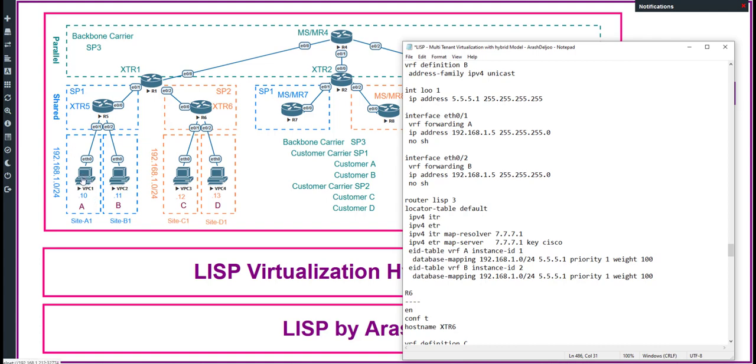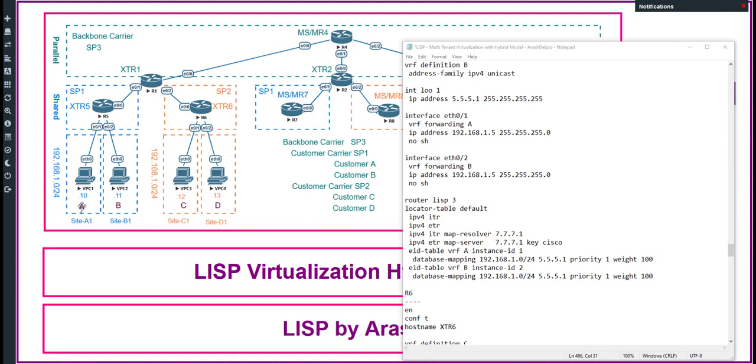Then EID table VRF A. I'm using instance ID 1 for VRF A and instance ID 2 for VRF B. You can configure different instance IDs. You know that in R1 we also used instance ID 1 for SP1 and instance ID 2 for SP2. This is independent from the instance IDs that we are using on the R5 side. Because of that, if you want, you can configure different instance IDs. But I'm going to show you this does not have any relevance to the instance ID of router 1. Because of that, I'm going to use instance ID 1 for VRF A and instance ID 2 for VRF B.